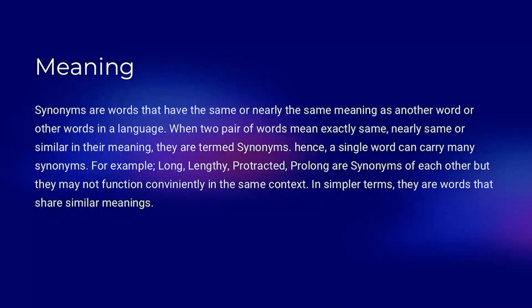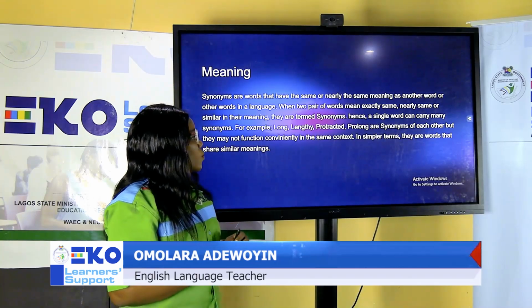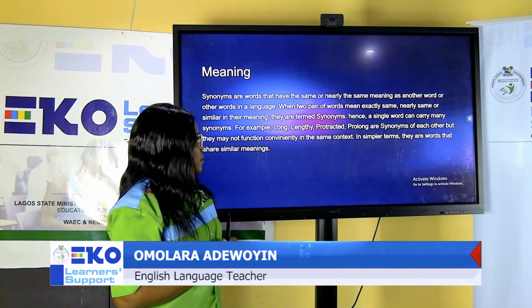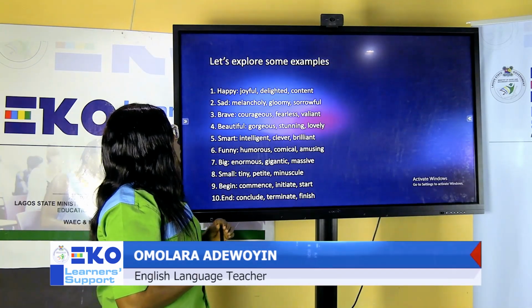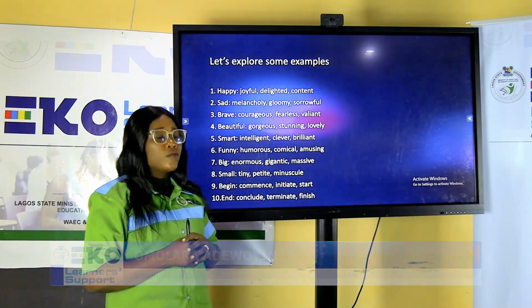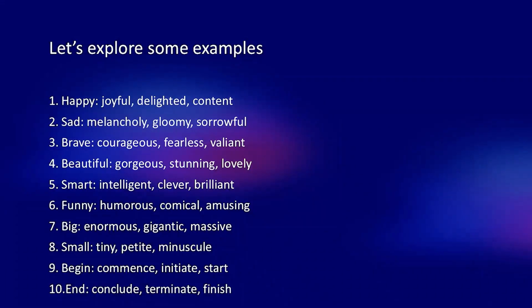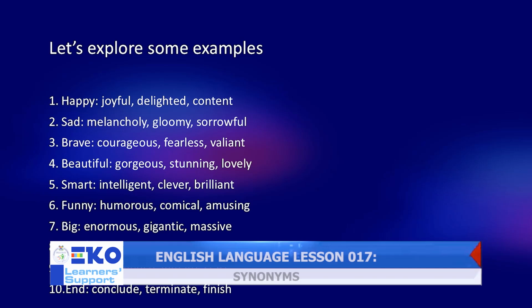Synonyms are words that have the same or nearly the same meaning as another word. When two words mean exactly the same or nearly the same, we say they are synonyms. Here are some examples of synonyms. We have the word happy: joyful, delighted, content. We have the word sad: melancholy, gloomy, sorrowful.